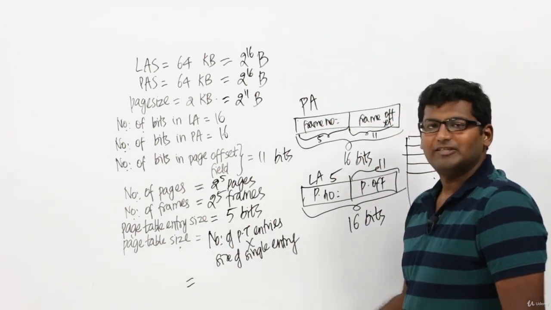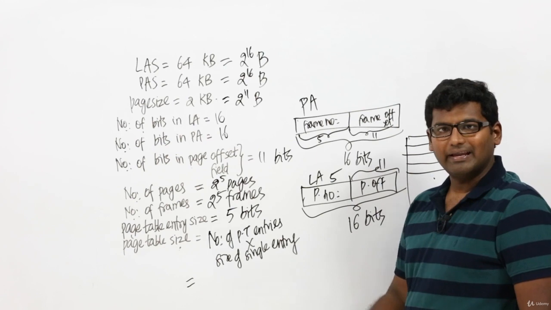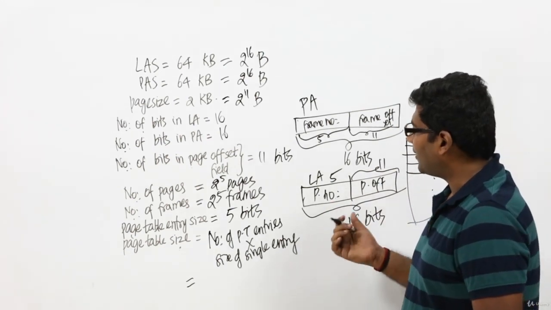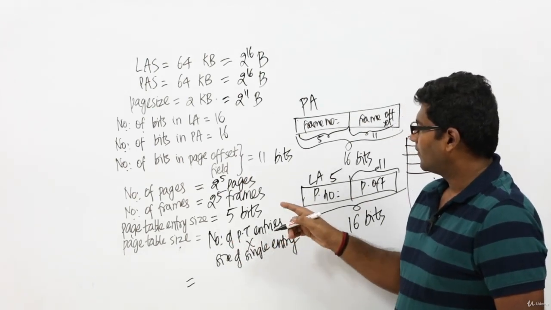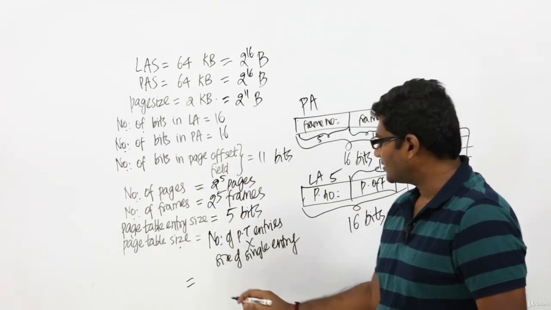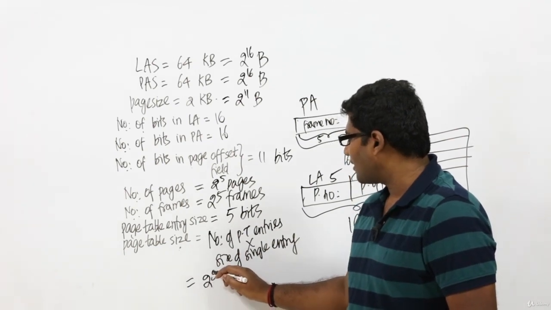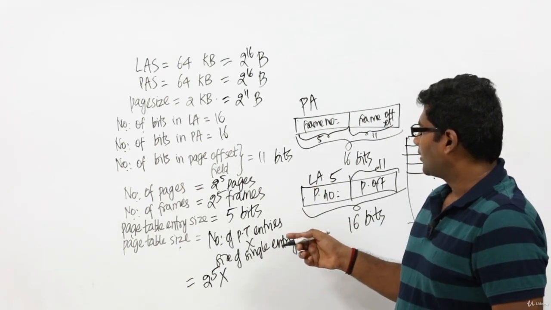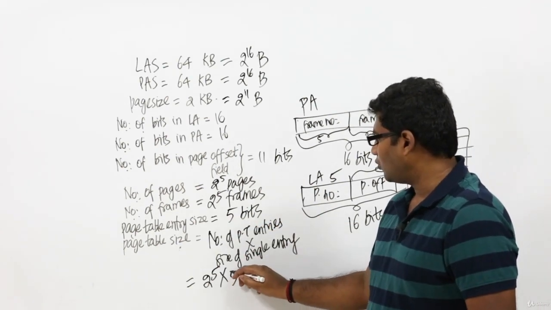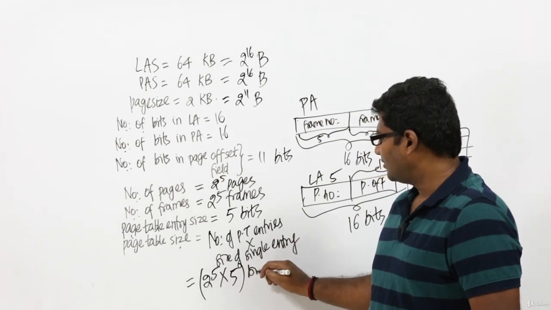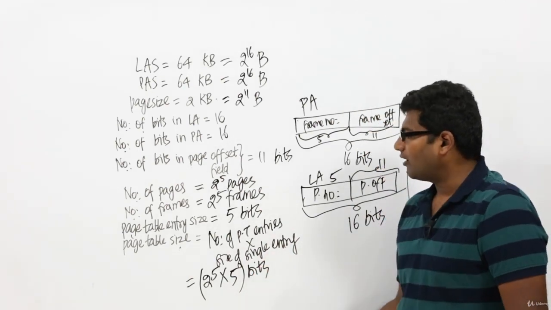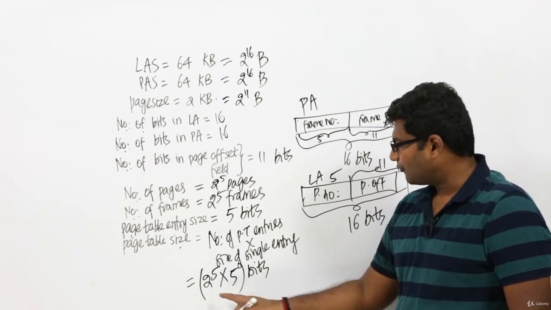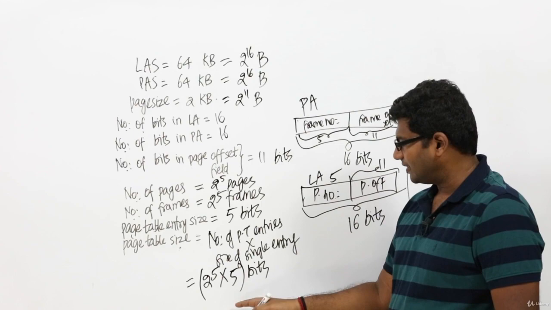Now what is the number of page table entries? It really depends on how many pages our process has, which means for every page we maintain a page table entry. Since we have 2 power 5 pages, we will have 2 power 5 page table entries, and the size of every entry is nothing but 5 bits. So 2 power 5 into 5 bits is the size of the page table. In case you want, you can convert this into bytes by dividing by 8. If you divide this result by 8, you will get the result in terms of bytes.